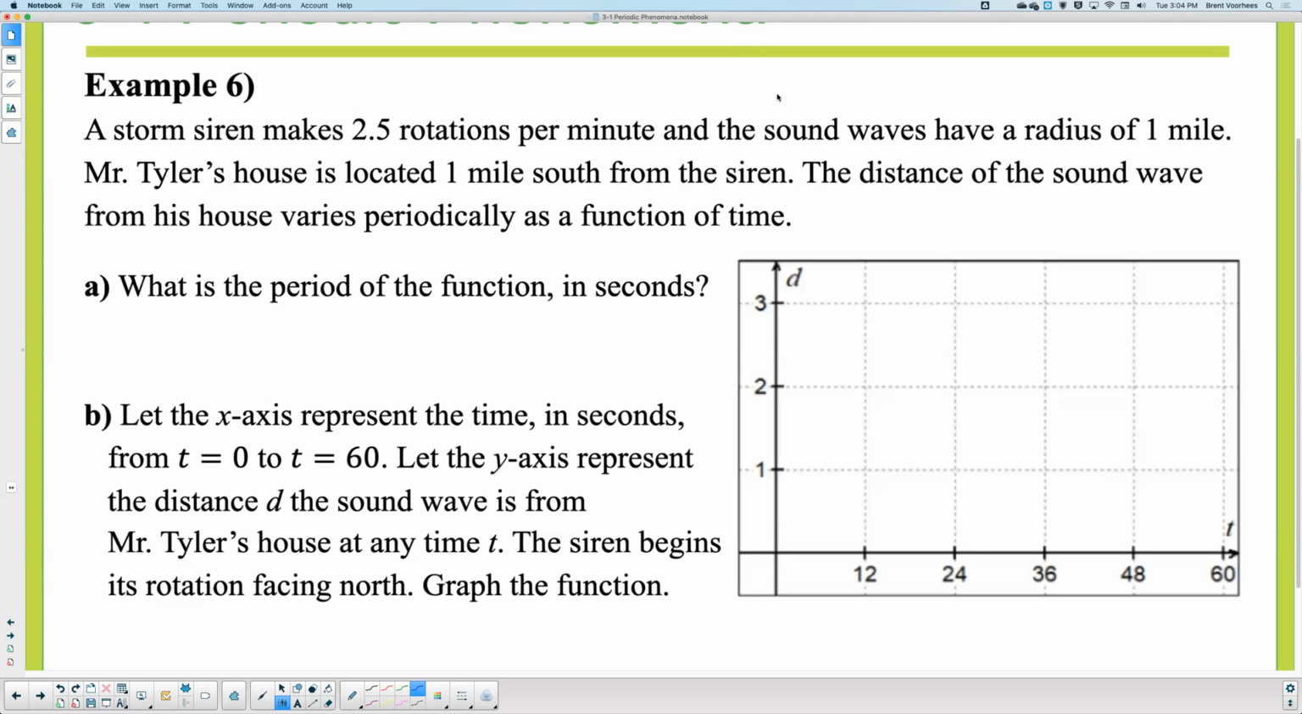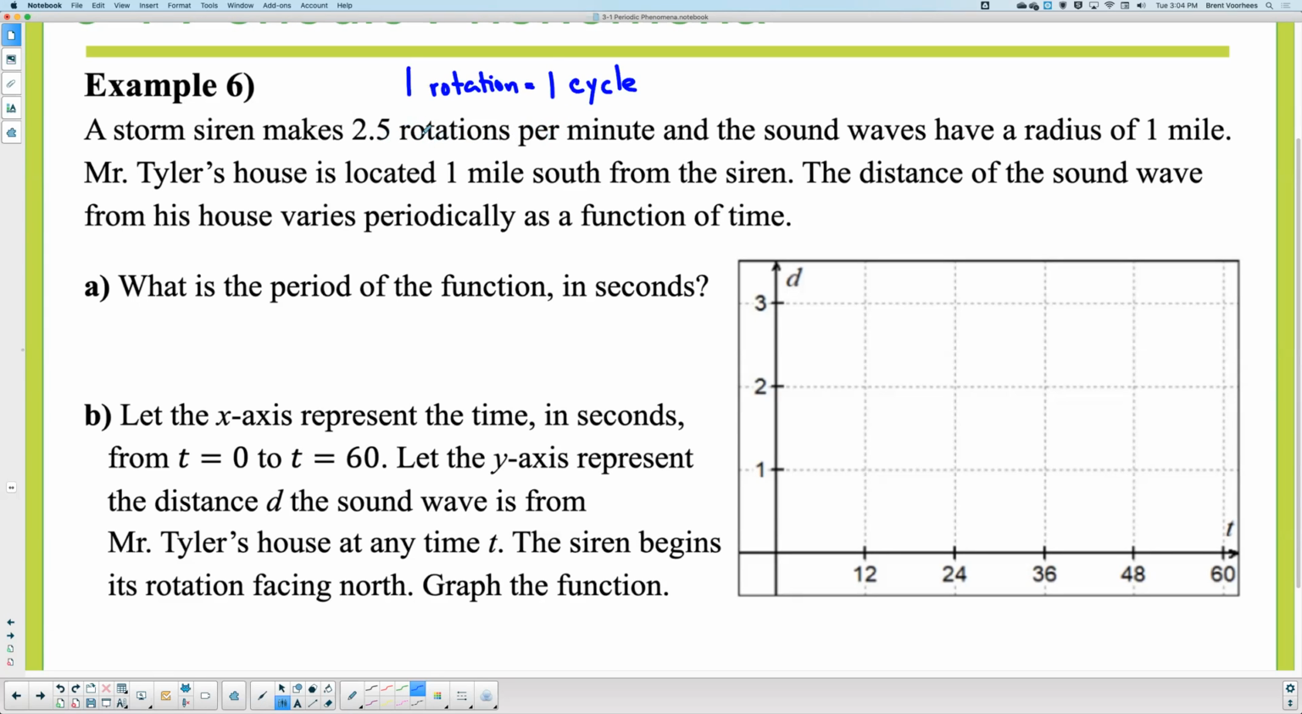All right, example 6. A storm siren makes 2.5 rotations per minute. I want to pause here. A rotation is a cycle. 1 rotation is going to be equal to 1 cycle, and a cycle is the same thing. The distance of a cycle is the period.